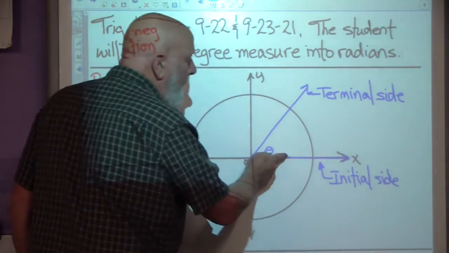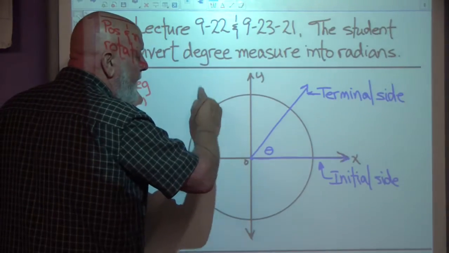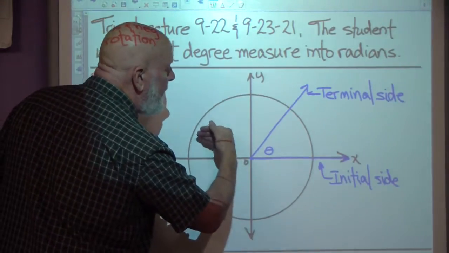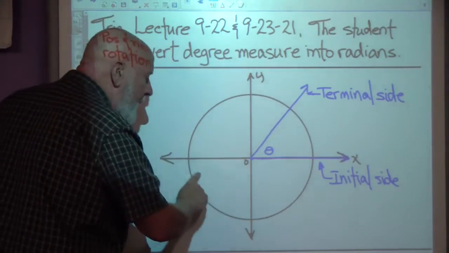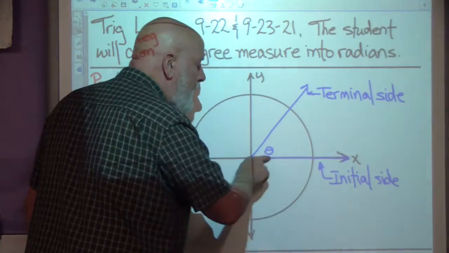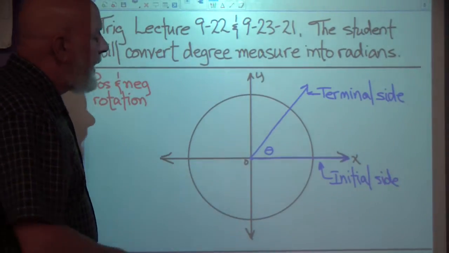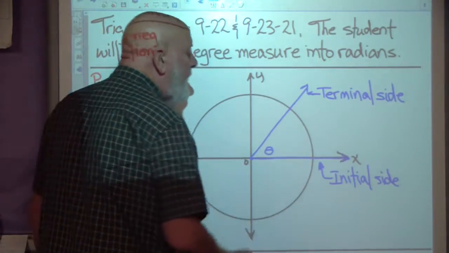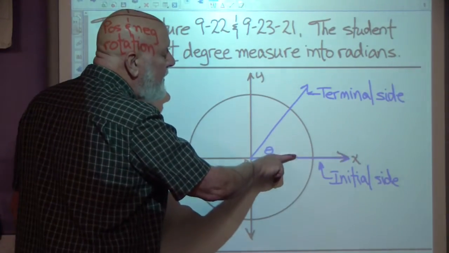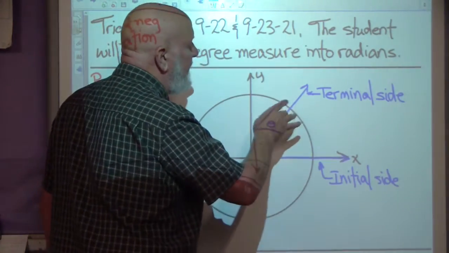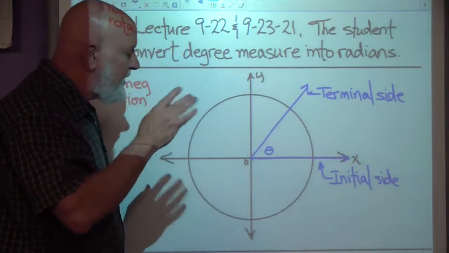Alrighty. And we can rotate and stop here, or rotate even further. We can rotate all the way around and stop so that the terminal side coincides with the initial side. That would be an angle of 360 degrees if we went all the way around. Here, this angle looks like it's somewhere around 55, 60 degrees, just guessing.